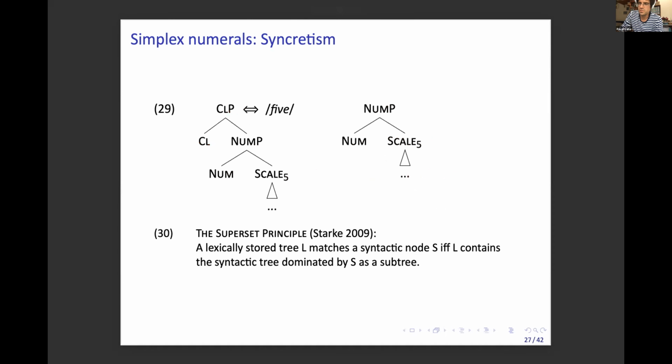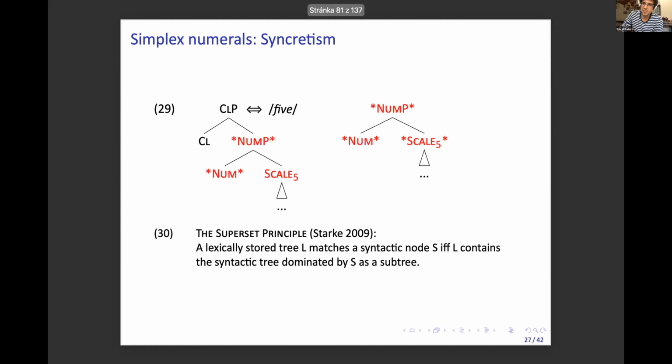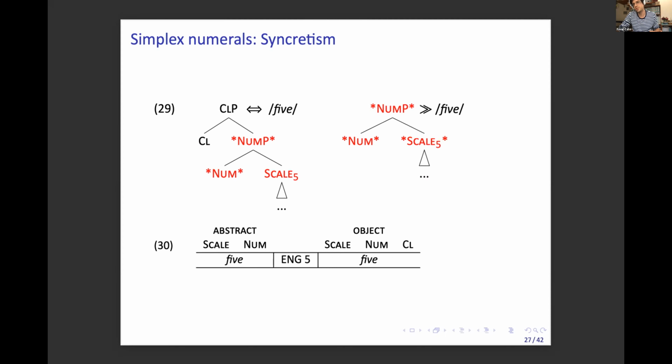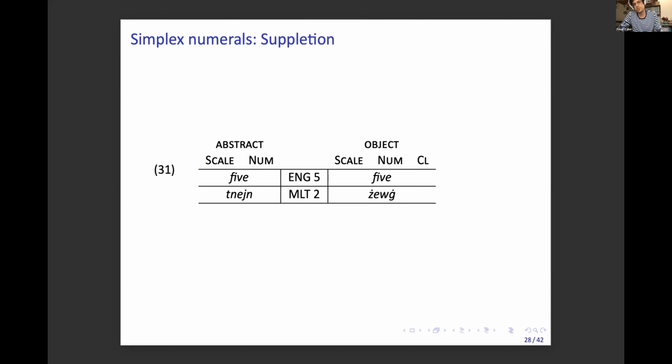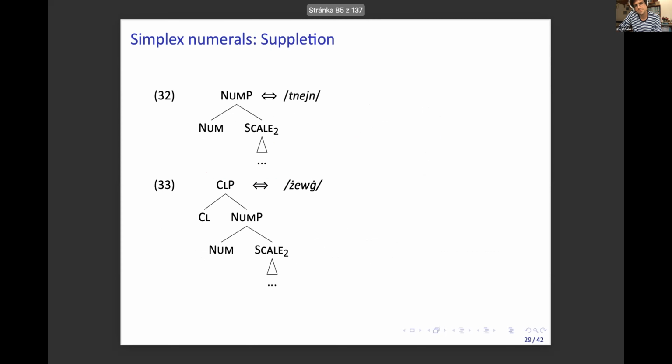Syncretism comes about like this. You construct an abstract counting numeral, which has only two meaning components, lacking the CL. And you again go to the lexicon: can I map this onto phonology? The lexicon says yes, if your lexicon has a constituent that is identical to this, and there is a constituent identical to the abstract counting numeral, and it can be linked to the phonology 5. Okay. And so that's how the syncretism comes about. I'm going to briefly show you how the suppletion comes about.